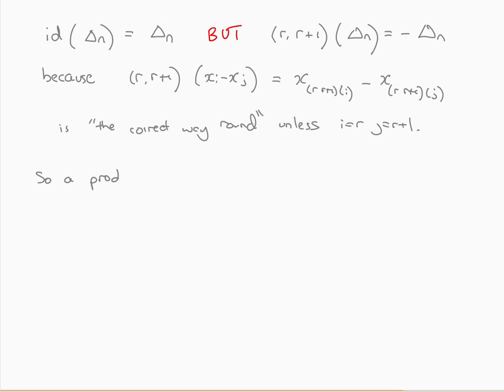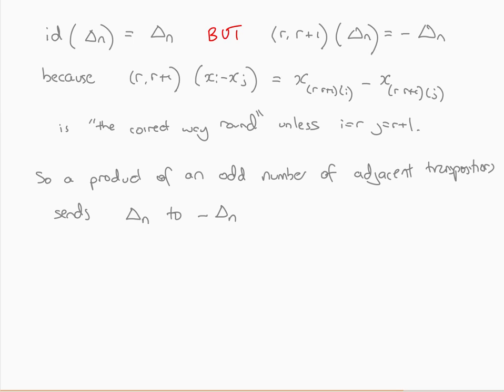Conclusion: a product of an odd number of adjacent transpositions will send delta n to minus delta n. But the identity sends delta n to delta n. So that means the identity cannot be a product of an odd number of adjacent transpositions, and we've finished our theorem.